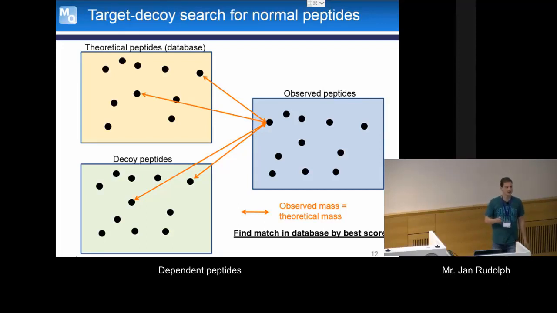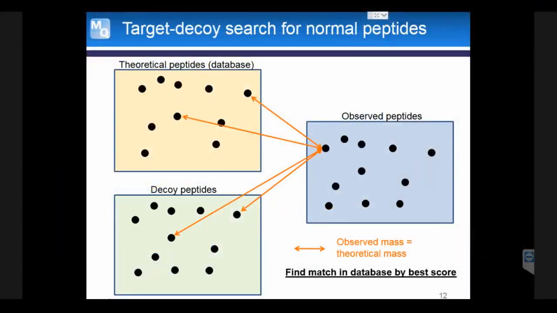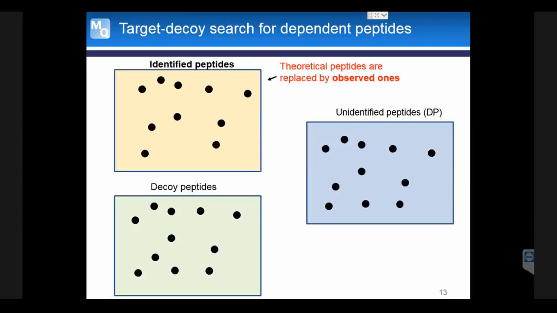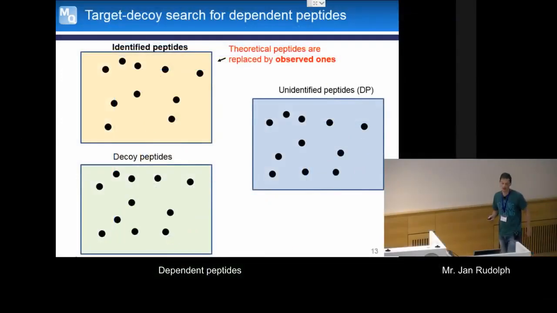Okay, so how does the scenario look for dependent peptides, which we said do not rely on the database, but rather on the already identified peptides? It's the same picture, but on the right side now you have the unidentified peptides. On the top left, where you used to have the database, you now generate a new database from the already identified peptides. So we replace the theoretical peptides with the already identified. On the bottom, you have a new set of decoy peptides derived from these identified peptides.